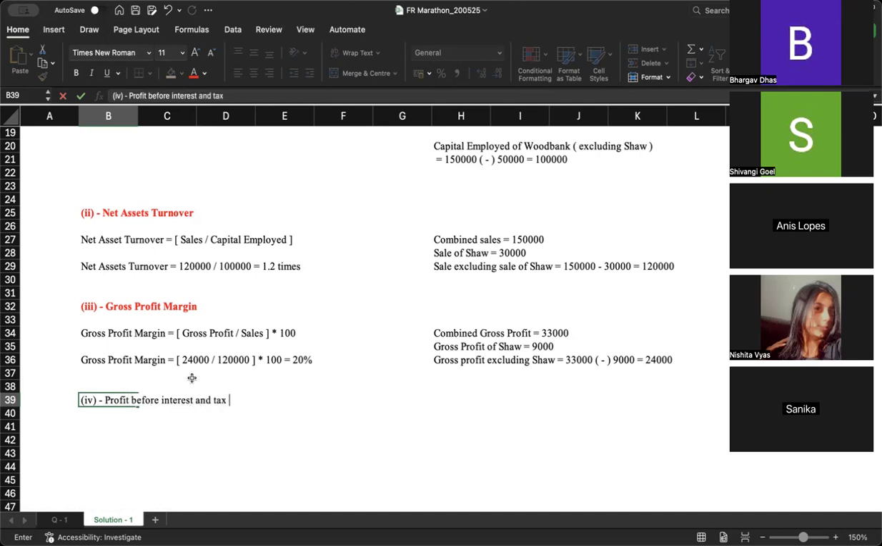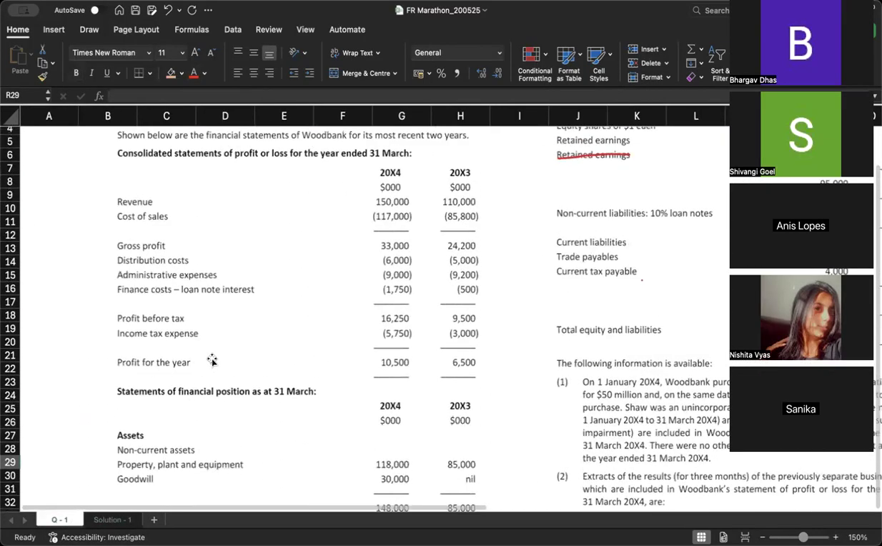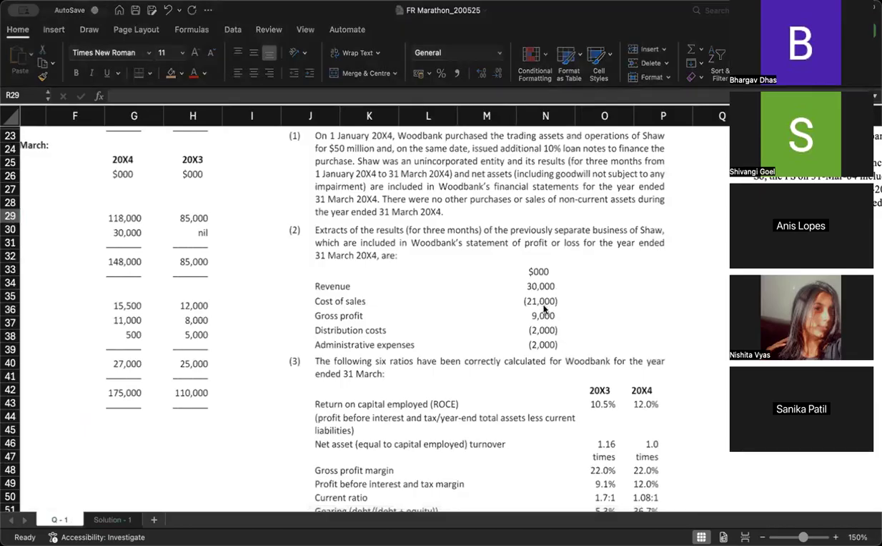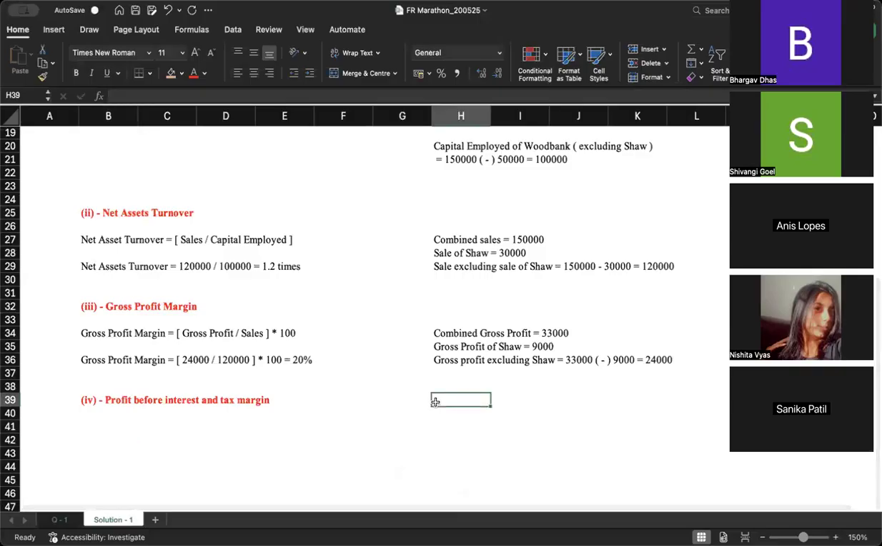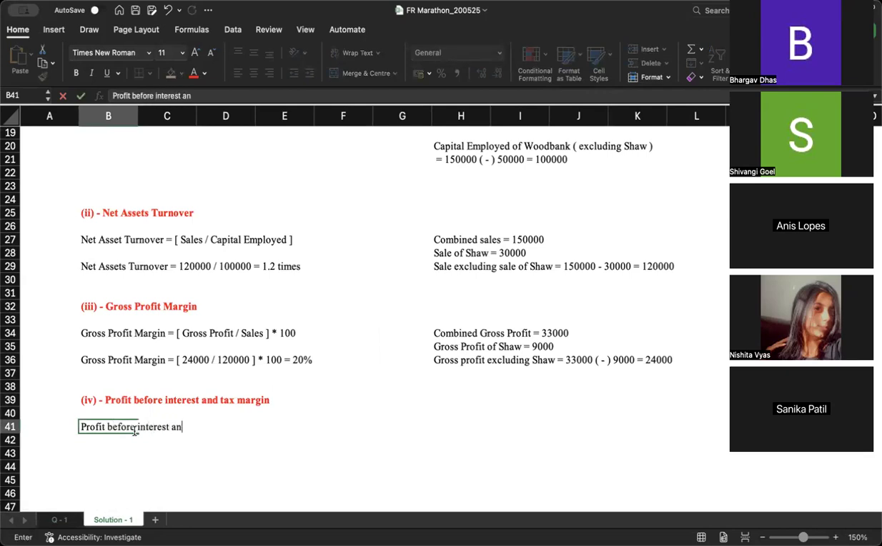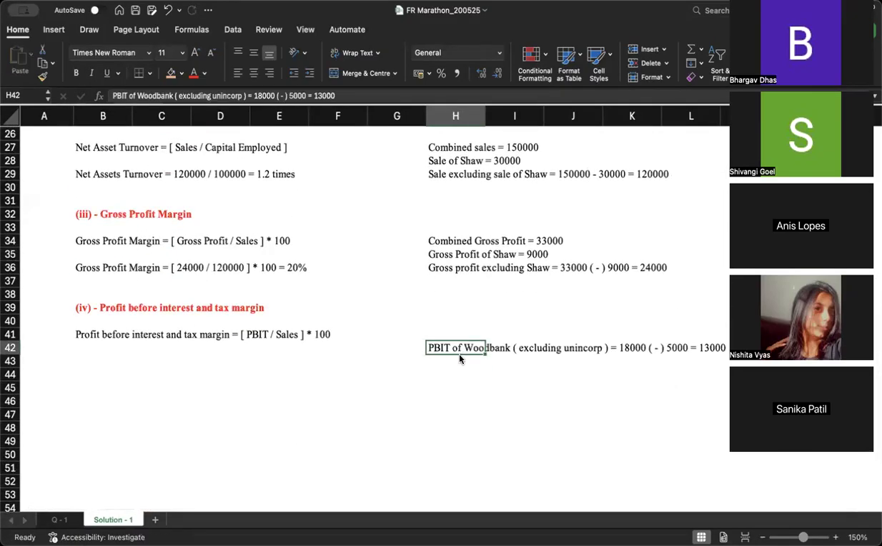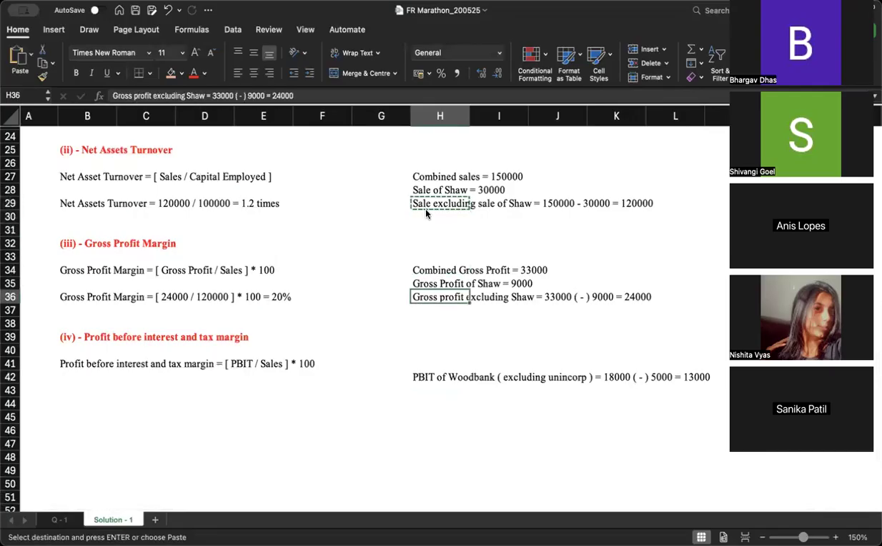And one last ratio, which is profit before interest and tax margin. How will we calculate this? You take total PBIT, that is 18,000, and subtract the other entity's. So profit before interest and tax margin is PBIT upon sales into 100. We already have PBIT of Wood Bank excluding the unincorporated business. We also have sales excluding sale of Shaw, 1,20,000.